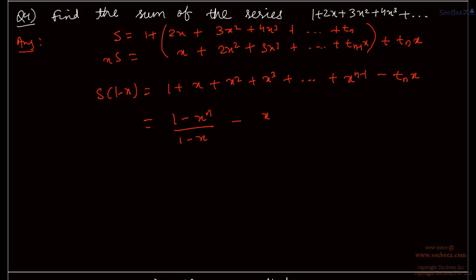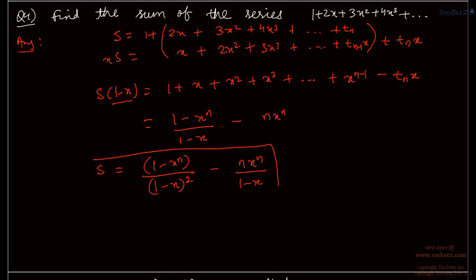Now Tn, you can keep as it is. Otherwise, you can just write this. Tn is not that difficult, right? What is Tn? The first term is 1, then it is 2x, then 3x squared. So it's n times x power n minus 1. Multiplied with x gives me n times x power n. Right? So I divide it throughout by 1 minus x here. X power n by 1 minus x squared minus n times x power n by 1 minus x. Right? This is my sum for this series.